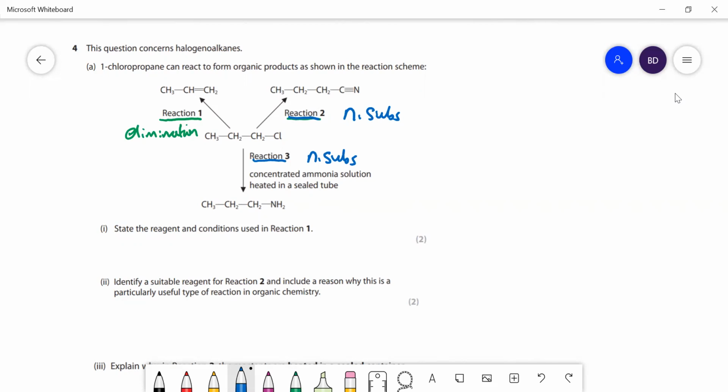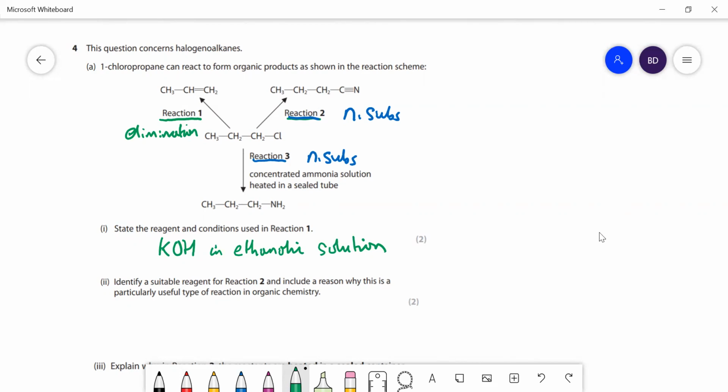Right, the reagent conditions used in reaction 1 for elimination. It's got to be NaOH, or usually they say KOH, but NaOH is fine. But the important thing is it's got to be in ethanolic solution, not in aqueous solution. In aqueous solution, you'd get nucleophilic substitution and you'd form an alcohol. So that's what you want there. Probably 1 mark for the reagent, 1 mark for the ethanolic solution.